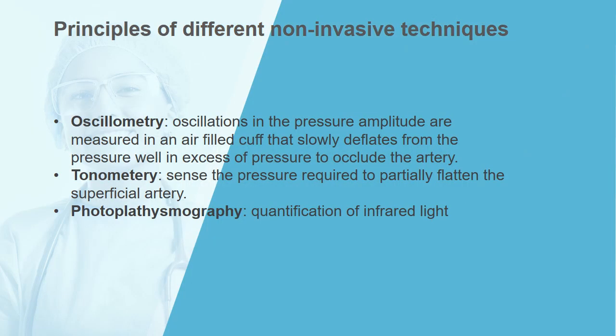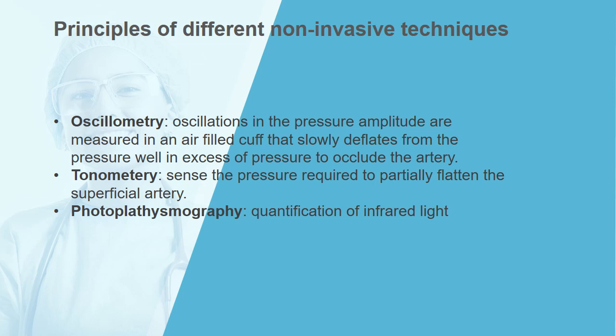Okay, what are the principles of the other non-invasive methods? For example, oscillometry, which is the intermittent automated technique. In the intermittent automatic technique, you get the oscillometric methods. You get the oscillations in the pressure amplitude, and they are measured in an air-filled cuff that slowly deflates from a pressure well in excess of the pressure needed to occlude the artery. These oscillations travel to the cuff, and they are interpreted by the monitor, and the systolic blood pressure and diastolic blood pressure as well as the mean arterial pressure is shown on the monitor screen.